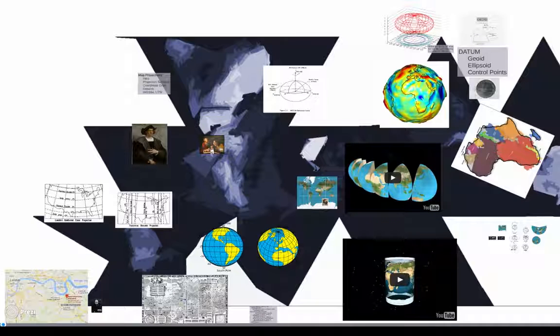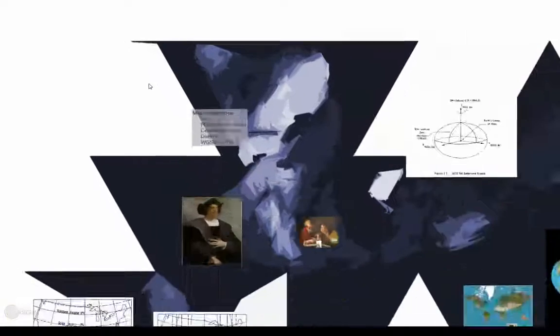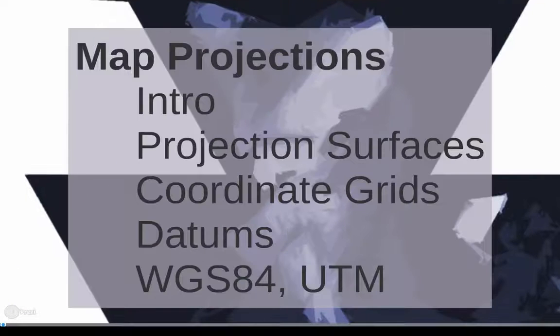Hello. In this presentation, I'll be giving a general overview of map projections and the components that make up a map projection. I'll start with an overview of projection surfaces, delve into coordinate grids, talk about datums, and talk about a few specific map projections.